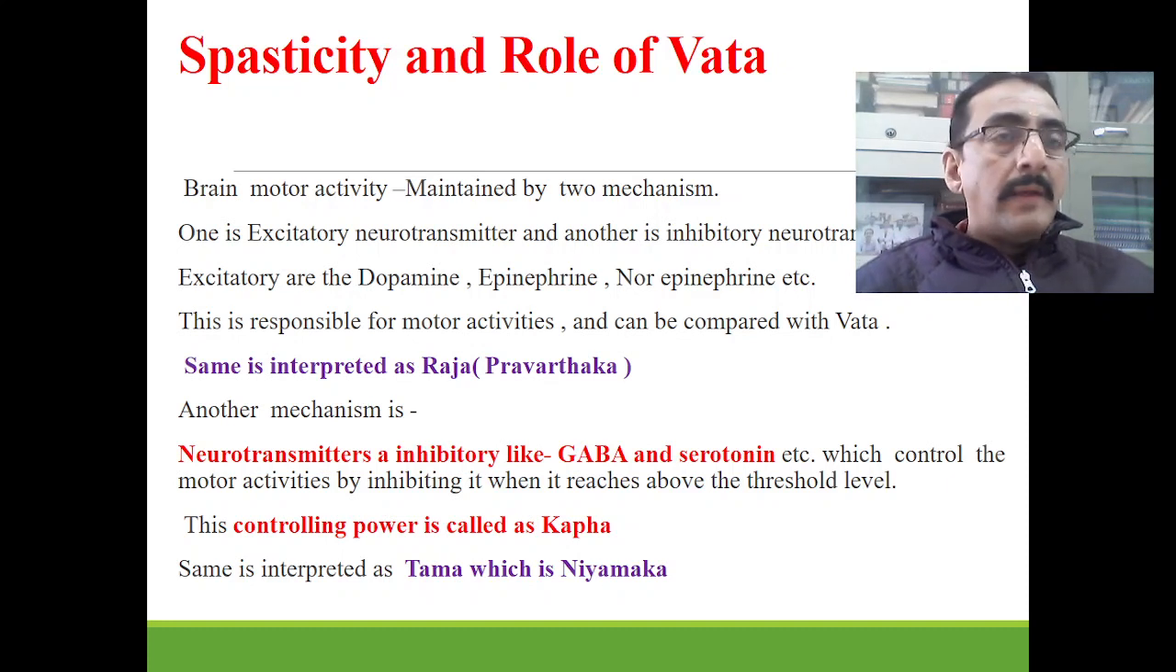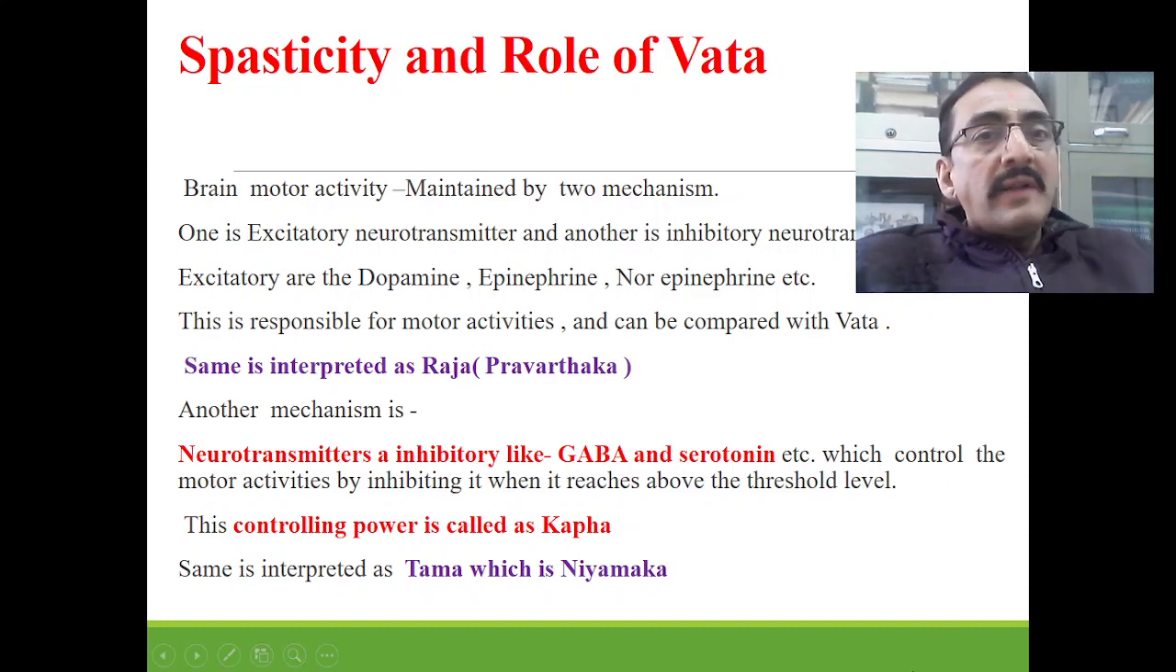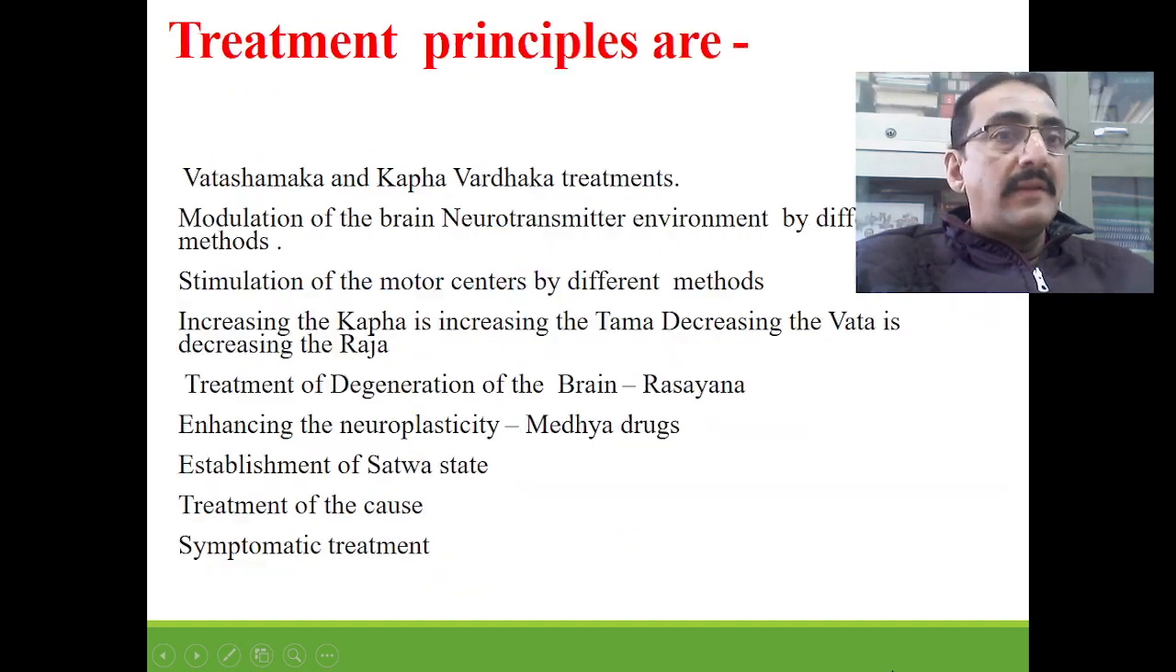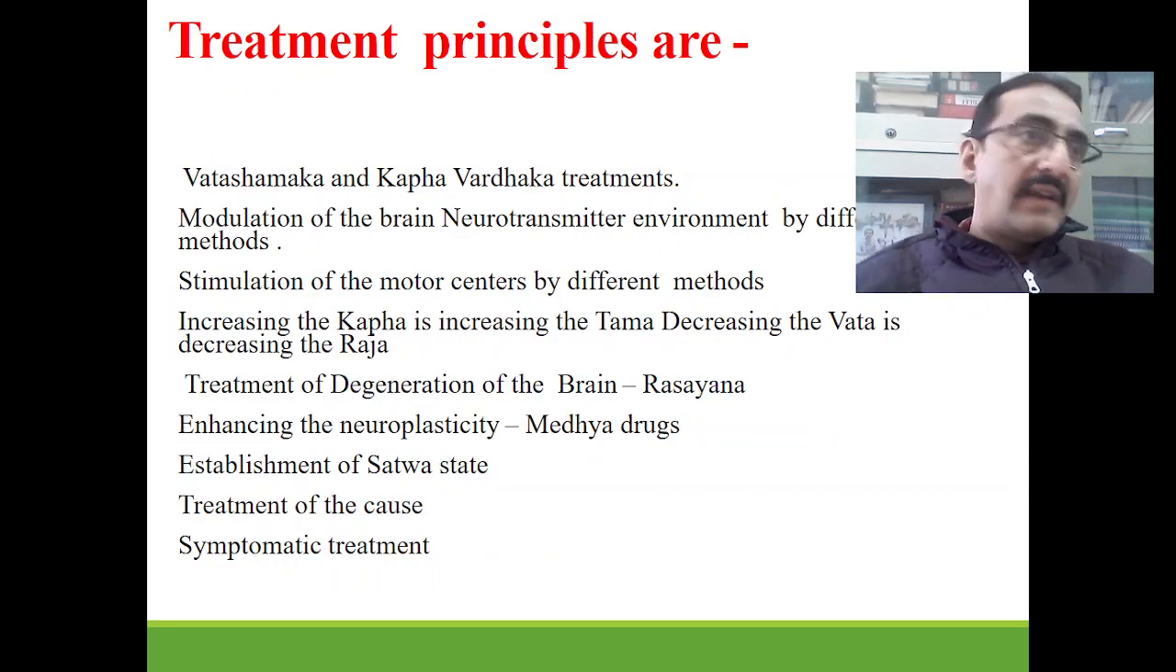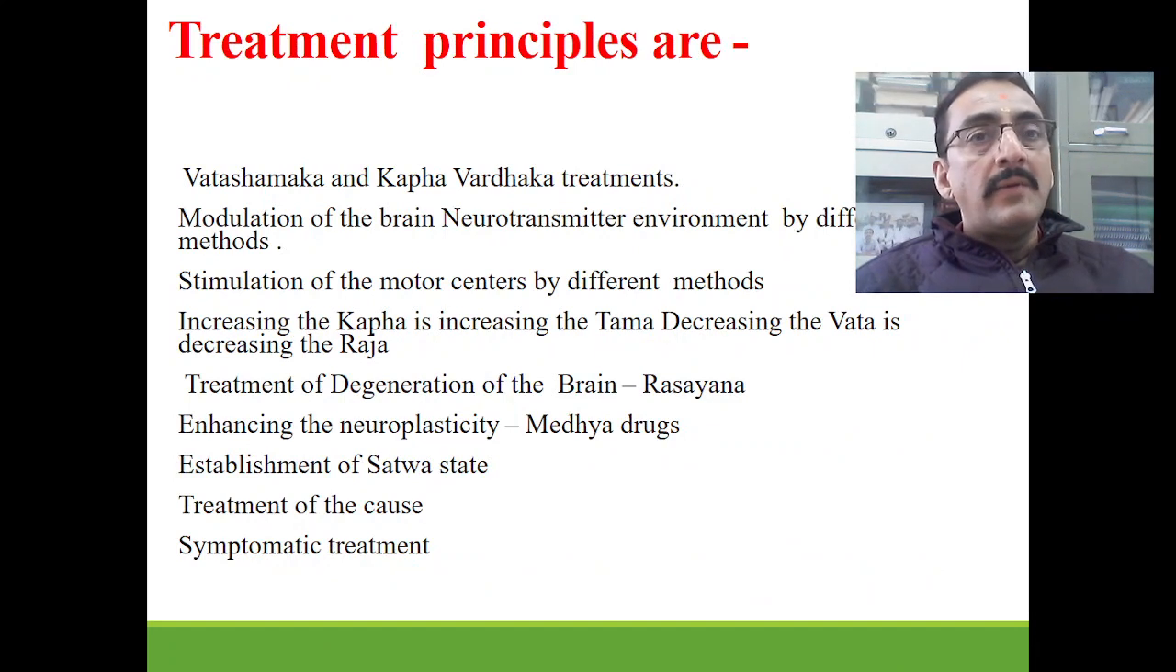Now, it is also known that in case of spasticity, it is Vata which is increased and Kapha which is decreased. Controlling power is decreased. Inhibitory neurotransmitters are decreased. Okay. Vata is increased or relatively increased. So what should be my treatment principles now?